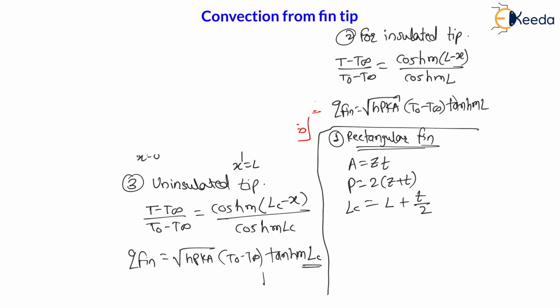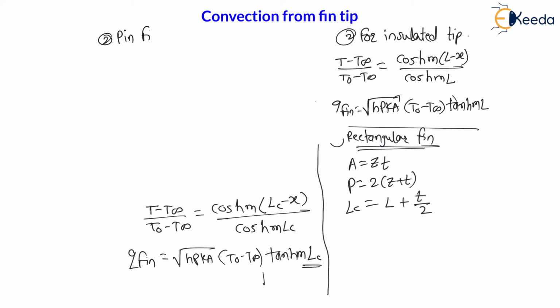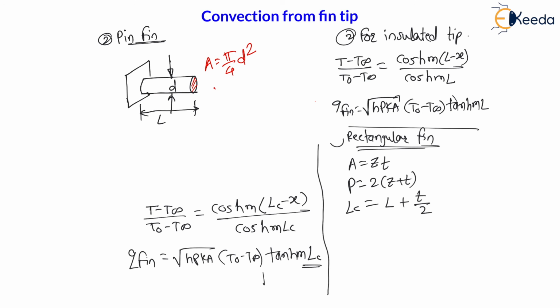Let us consider the pin fin. If I consider the second condition, that is pin fin, it means the cross section is circular. Let us say the fin is like this, and the cross section is circular like this. For this pin fin, the diameter is D and the length is L. Here the cross section area is pi by 4 D square. Perimeter is circular, so it is pi into diameter, pi D. This will be the perimeter.